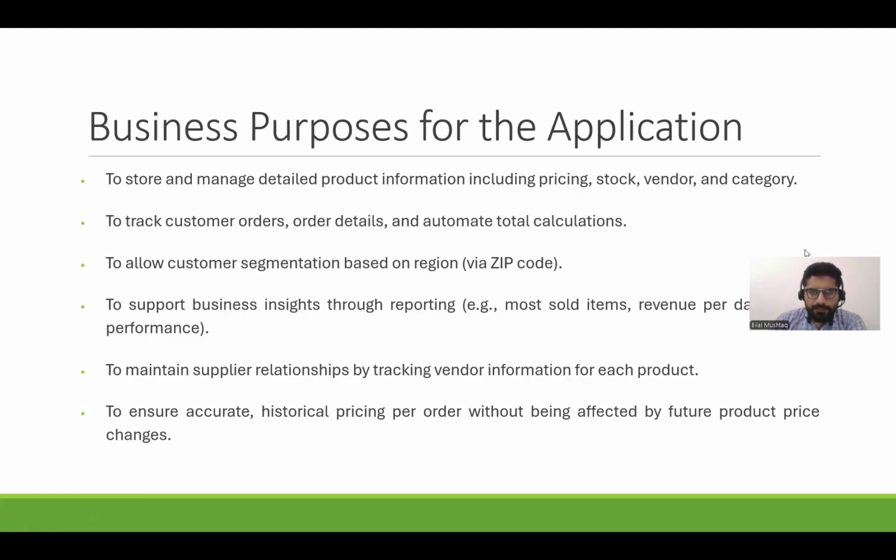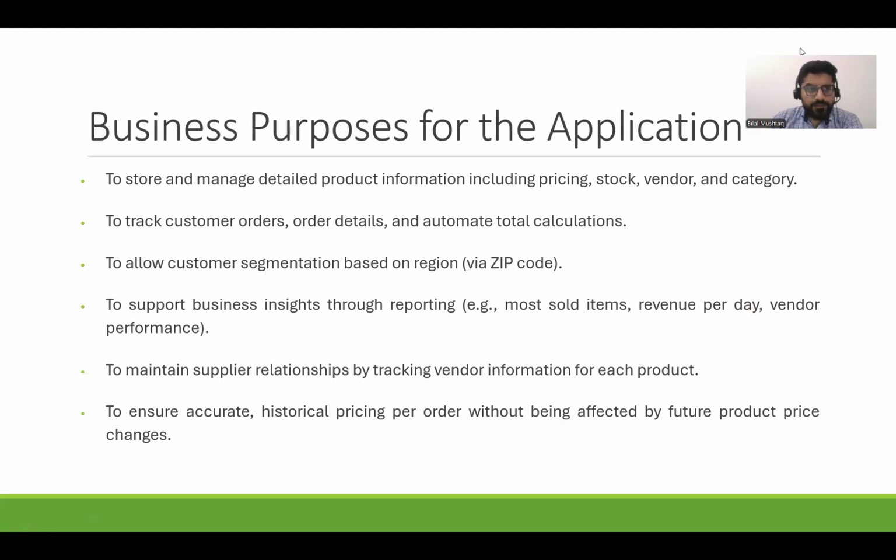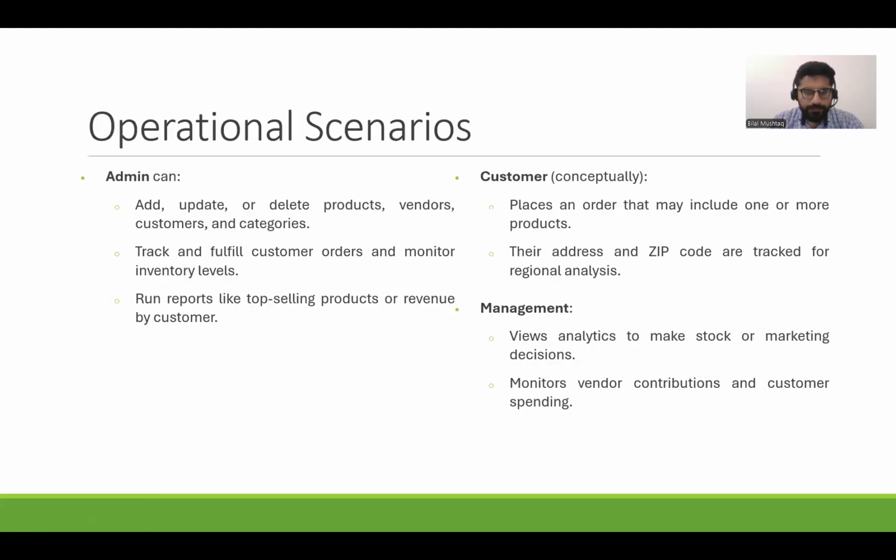The business purpose for the application is to store and manage detailed product information, including pricing, stock, vendor, category, to track customer orders, order details, and automate total calculations, to allow customer segmentation based on region via zip code, to support business insights through reporting, for instance, most sold items, revenue per day, etc., to maintain supplier relationship by tracking vendor information for each product, to ensure accurate historical pricing per order without being affected by future product price changes. How this happens, I'll show you.